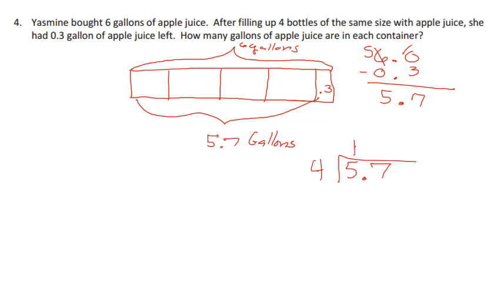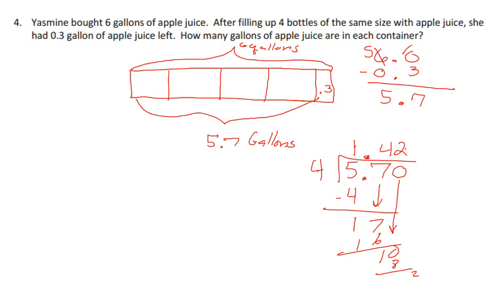4 going into 5 one time. 1 times 4 is 4. Remainder of 1. We're going to bring down our 7. 4 will go into 17 4 times. 4 times 4 is 16. Remainder of 1. I'm going to put a 0 in there, bring it down. 4 will go into 10 2 times. 2 times 4 is 8. Gives us 2. Bring down another 0. We have 20, and I'm going to bring the 20 over here. 4 will go into 20 5 times. 5 times 4 is 20. And we have a remainder of 0.